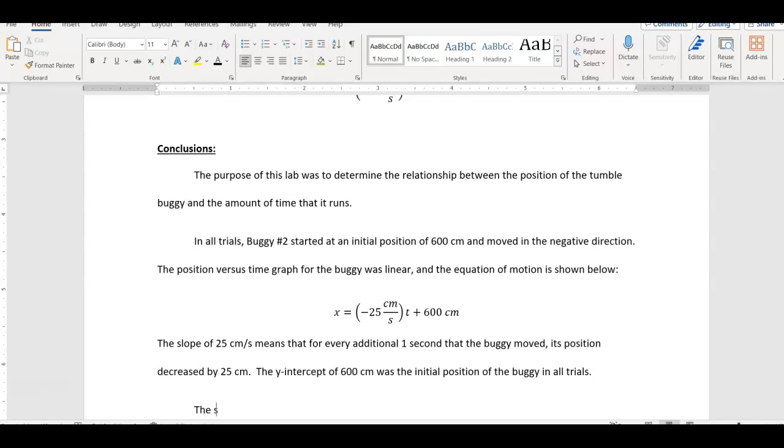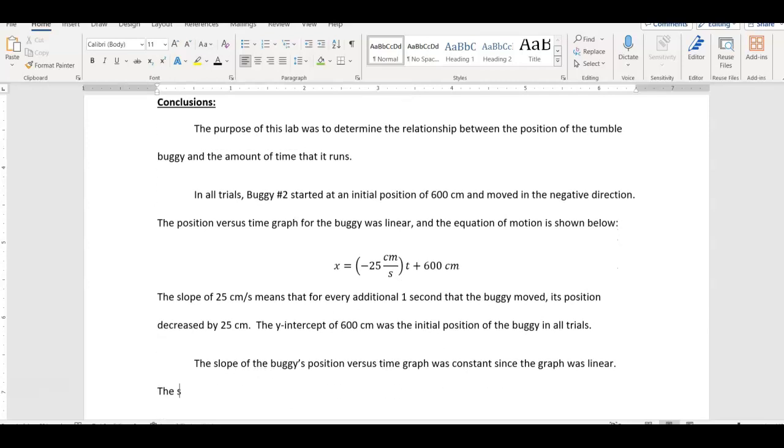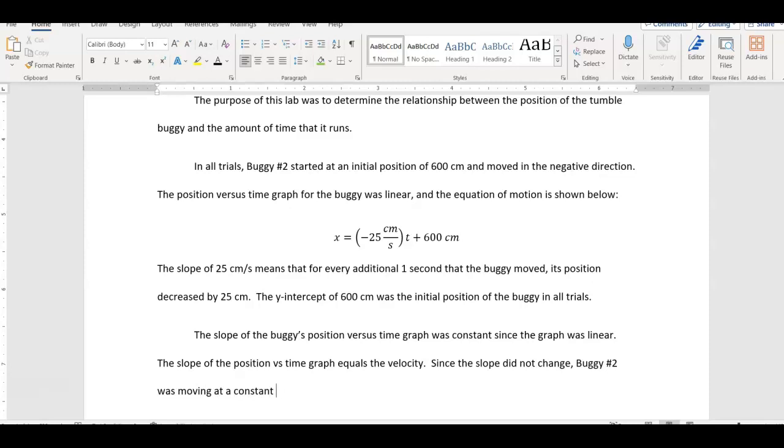So the slope of the buggy's position versus time graph was constant since the graph was linear, right? I mean, the slope did not change anywhere along that graph. The slope of the position versus time graph equals the velocity. Since the slope did not change, buggy number 2 was moving at a constant velocity.